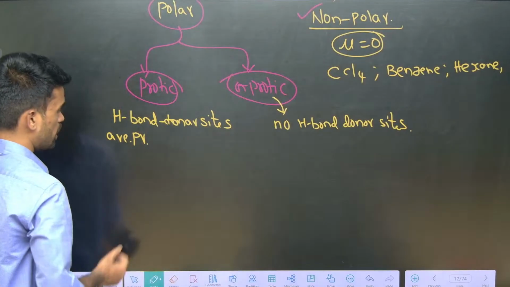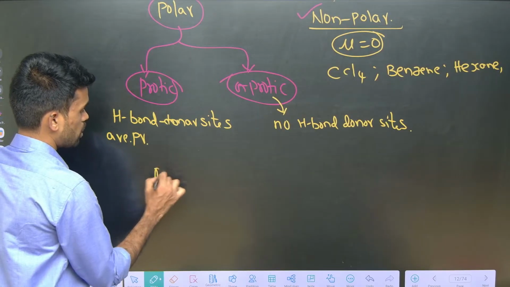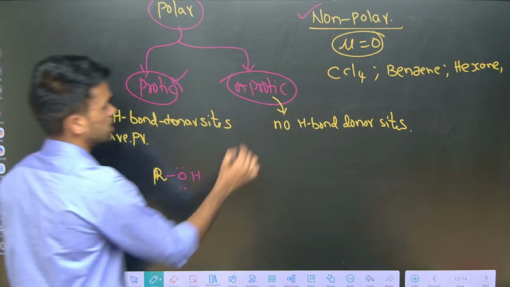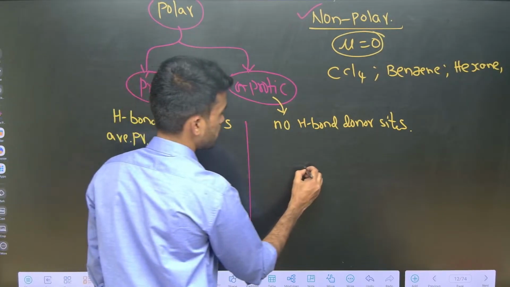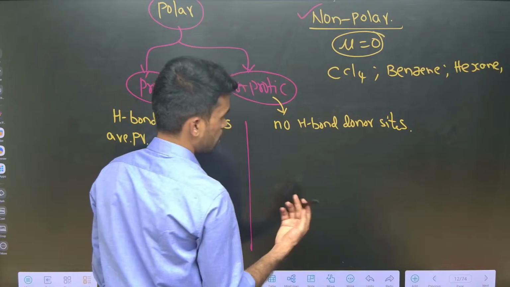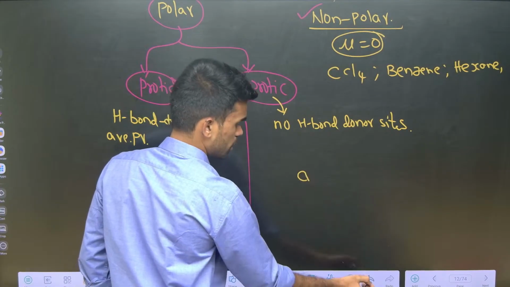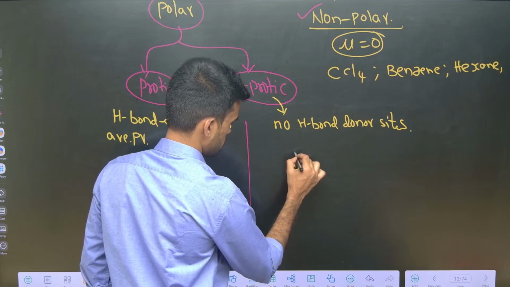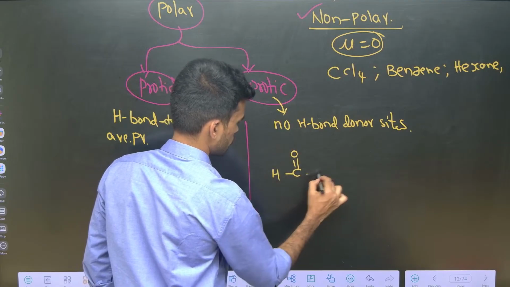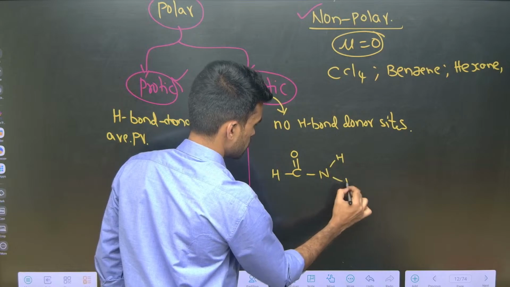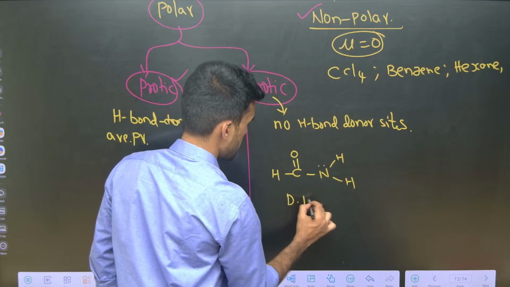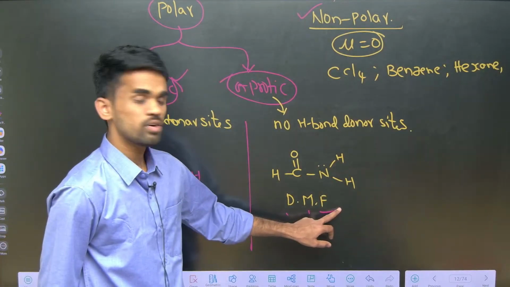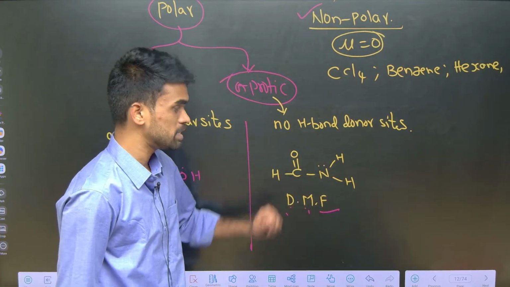See here what I am writing, alcohol I am writing like ROH. Alcohol is a polar protic solvent, whereas here I am writing DMSO, dimethyl sulfoxide, or you can take, what is this? This is DMF. What do we mean by DMF? Dimethyl formamide. Dimethyl formamide is DMF.